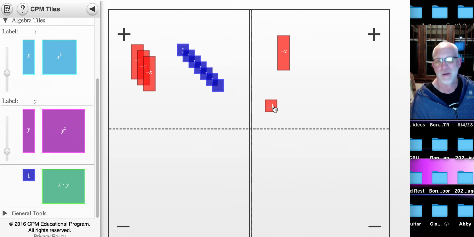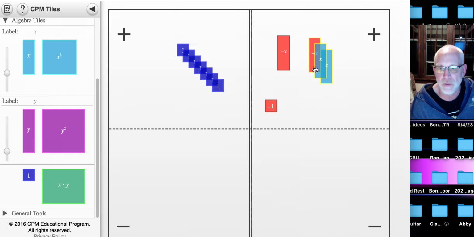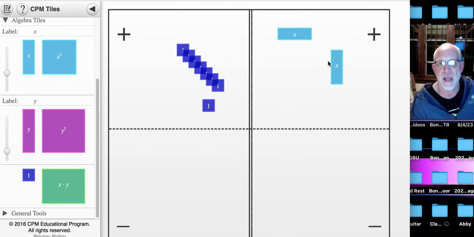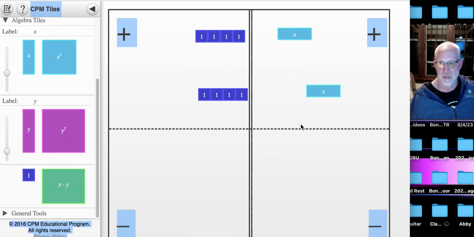All right. What I'm going to do is I want to see all my x's blue. I'm going to pull these all over here. 1, 2, 3. I see a 0 pair right there. I'm going to bring this over here. All right, so what do we have now? We have 2x's equals 1, 2, 3, 4, 5, 6, 7, 8. That means 1x has to equal 4. 2x's equals 8, 1x equals 4.